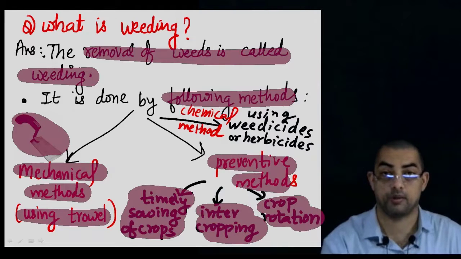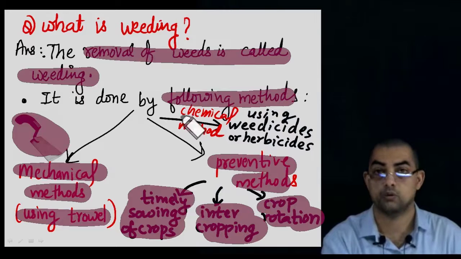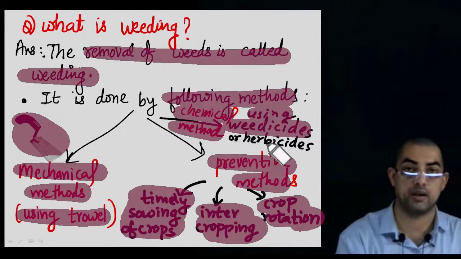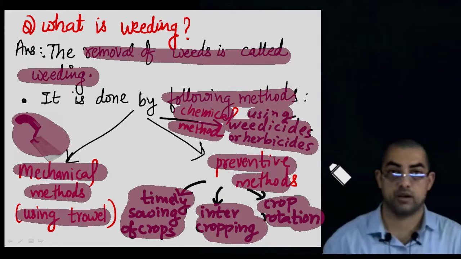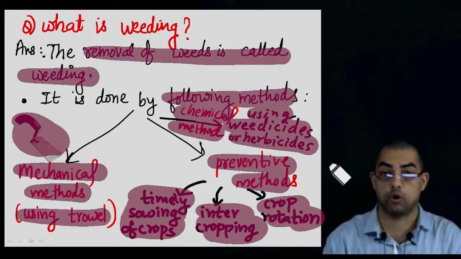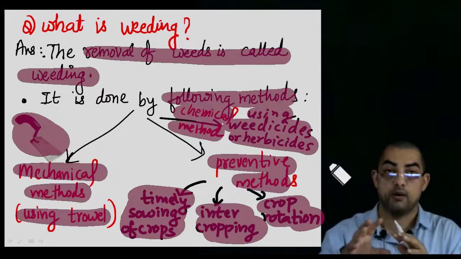But there is one more method, and that method is called the chemical method of removing weeds by using weedicides or herbicides. When we are using these weedicides or herbicides, we spray them onto these weeds and herbs so they are killed.